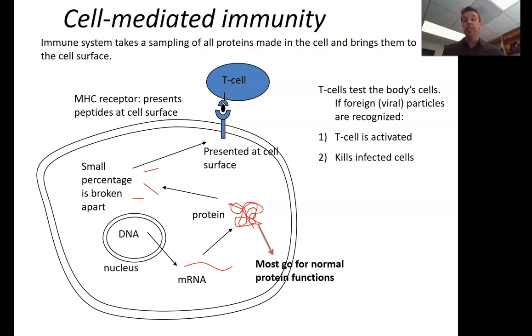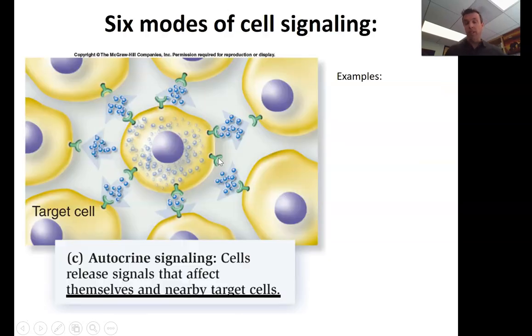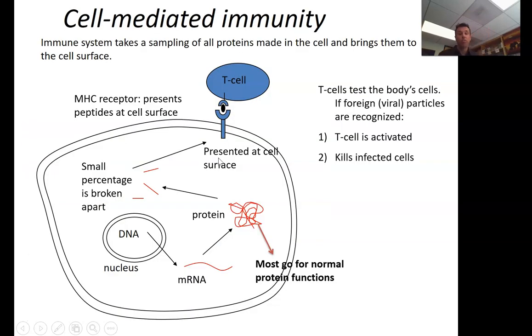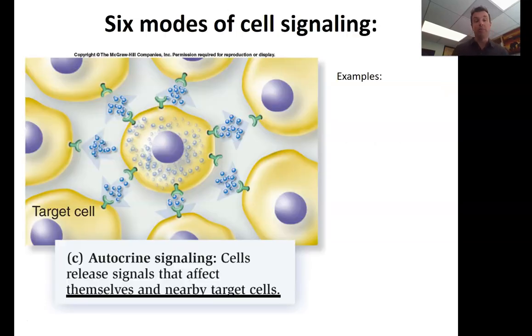So if the cell is infected, the T cell would be activated, signaling in this direction towards the T cell, and then the T cell, once activated, will signal in this direction to kill infected cells. So that's a little bit overly simplistic. Those of you that have taken immunology probably know this in much more detail than this, but that's the general idea, and that's a good example of contact-dependent signaling.